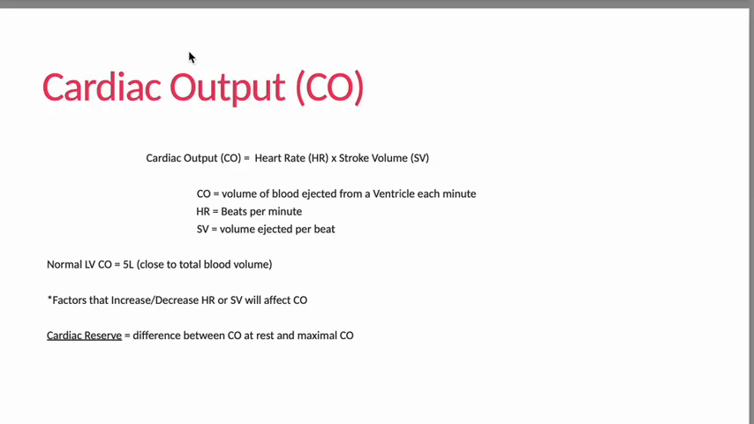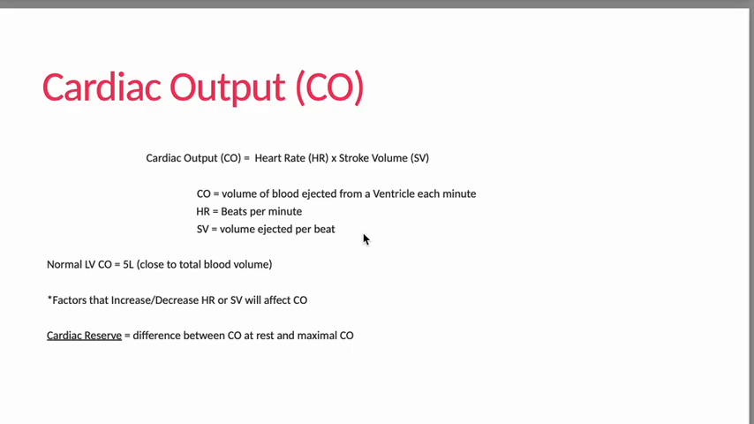So our cardiac output is the first variable that we're going to look at. Cardiac output is the amount of blood that the ventricle ejects each minute. So how much blood can we pump out of the heart in 1 minute? We're going to take your heart rate, which is the beats that your heart beats per minute, and we're going to multiply it by something called stroke volume. Stroke volume is the amount of volume that your heart ejects per beat.